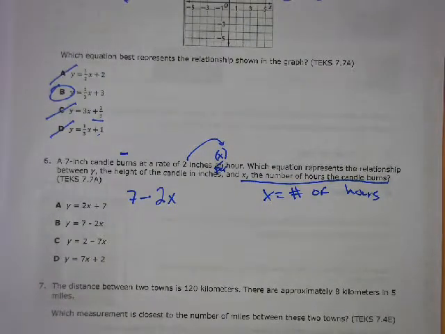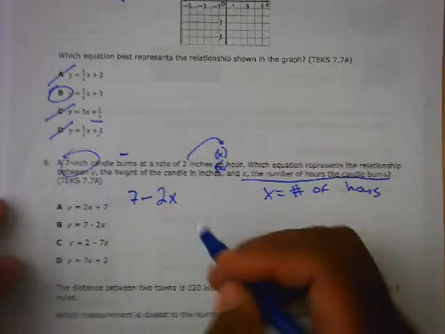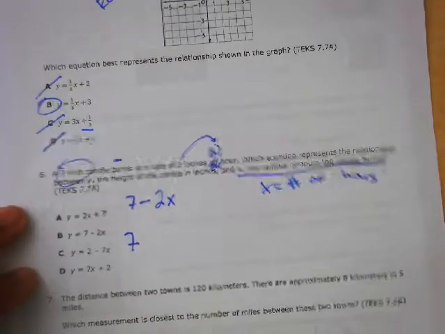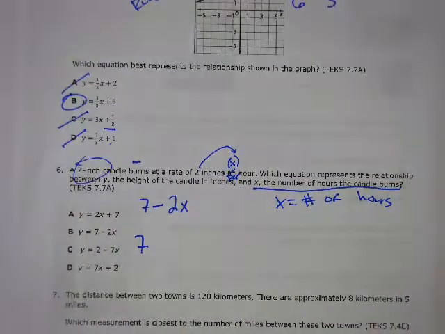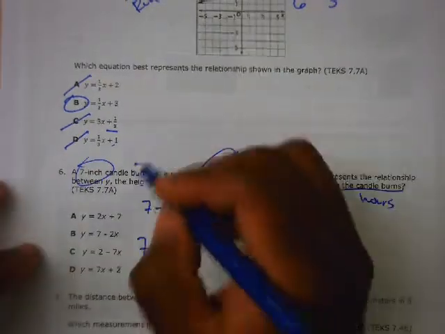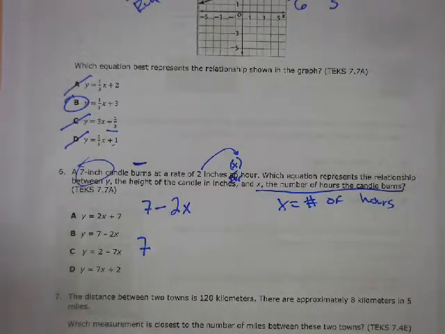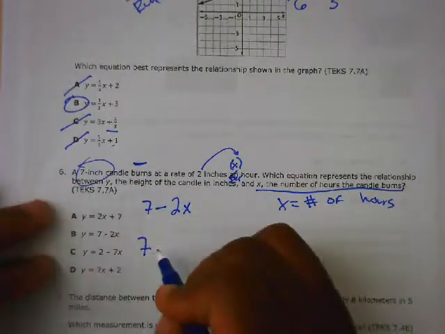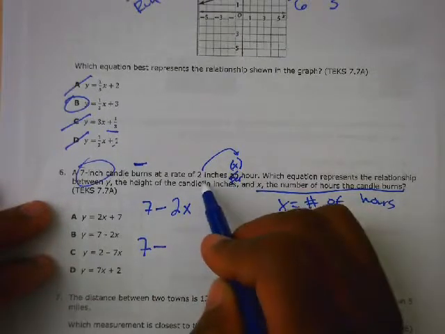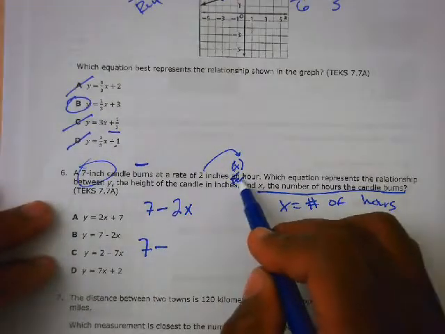And I know that this candle starts at 7 inches because it says here 7-inch candle. So that's the initial value. It starts at 7 inches. The problem tells us that it burns. They assume that you know that if something's burning, mathematically, we're talking about subtraction. So put the subtraction sign above the word burns. The candle burns, so minus, at a rate of 2 inches an hour.